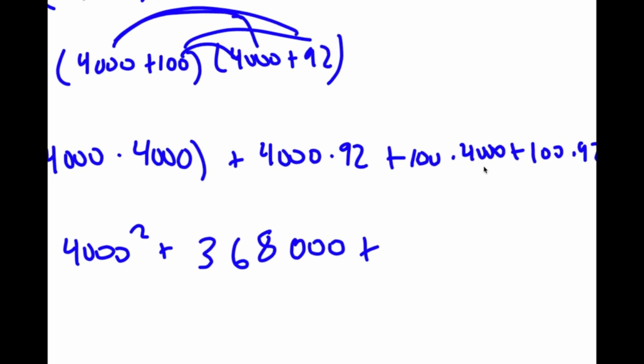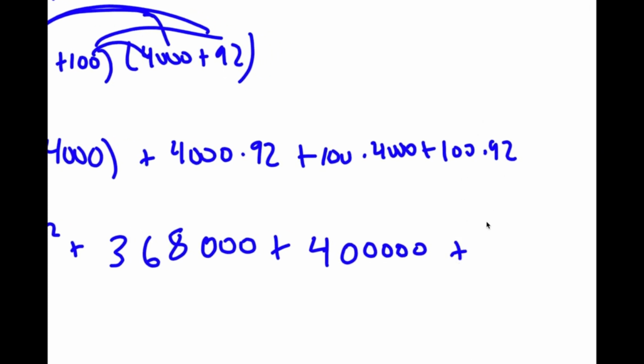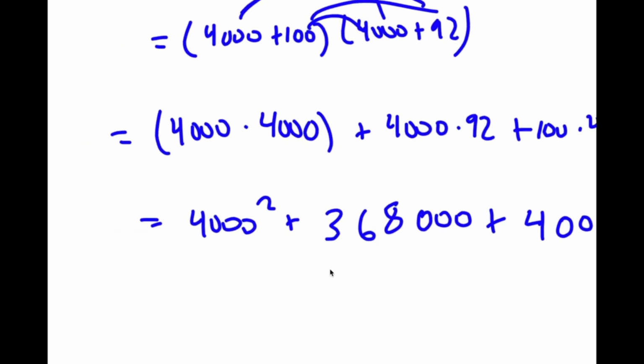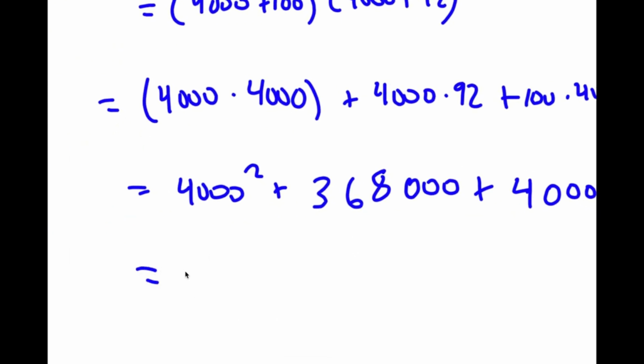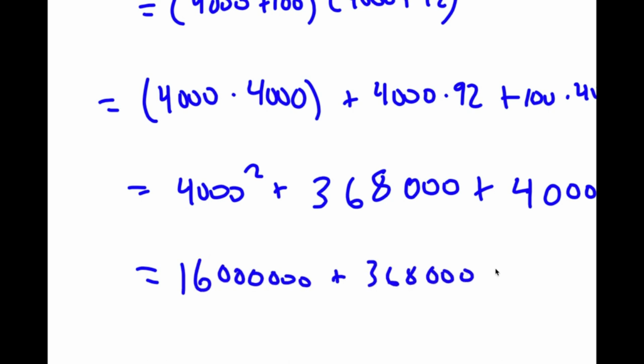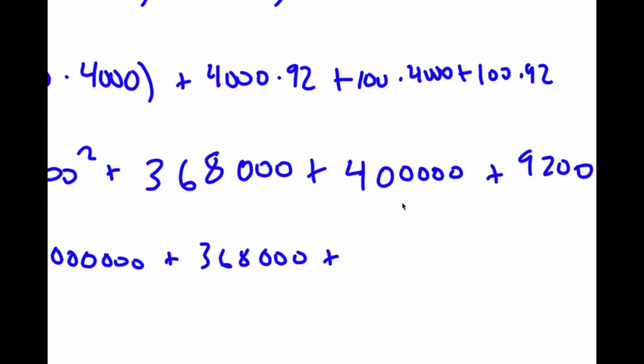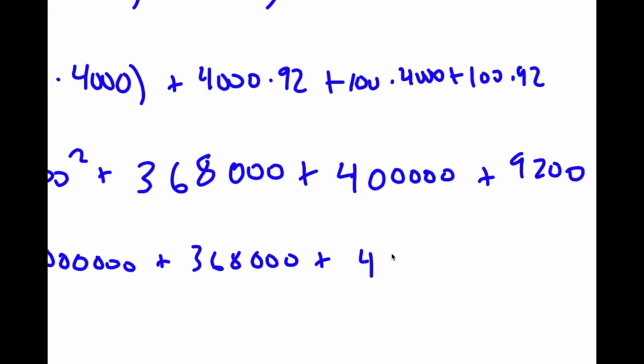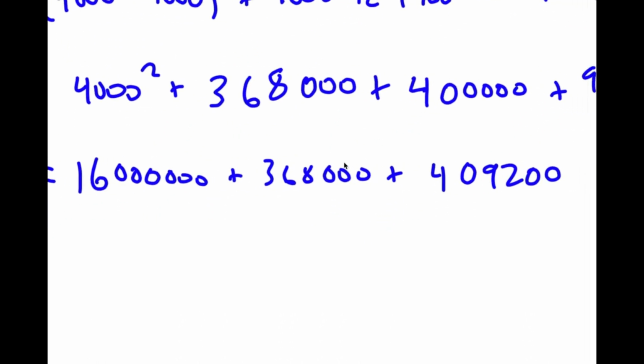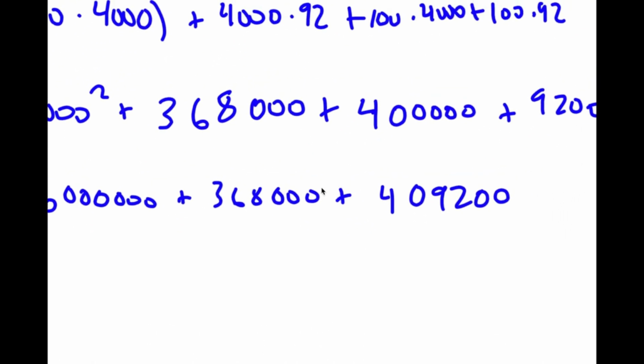plus 100 times 4,000, that's going to be 400,000 plus 100 times 92, that's 9,200. Now 4,000 squared, that's going to be 16 million. So I have this plus 368,000 plus 400,000 plus 9,200 is 409,200.